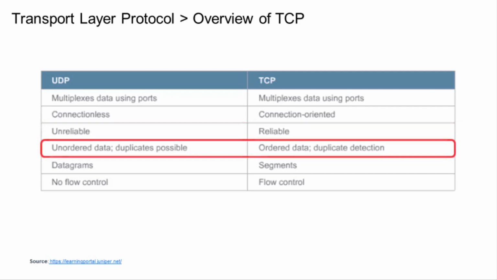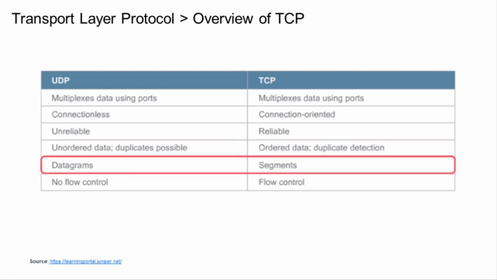UDP sends datagrams in the order the transport layer gets them from the requesting application, but they are reassembled by the receiving system only in the order they are received, and only those packets that are actually received. Obviously, this works perfectly well for many applications, but not so well for others. A bundle of data and headers in UDP is known as a datagram. In TCP, that bundle is called a segment.